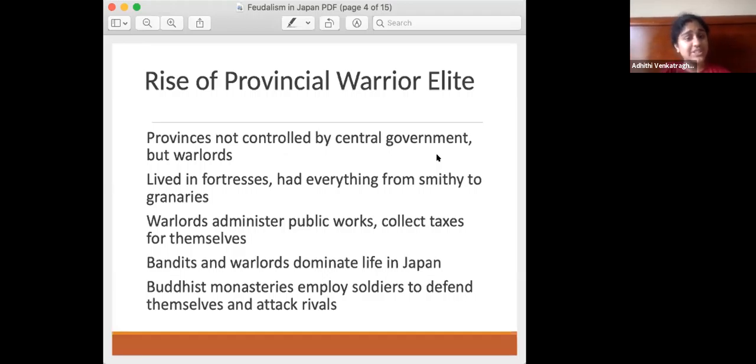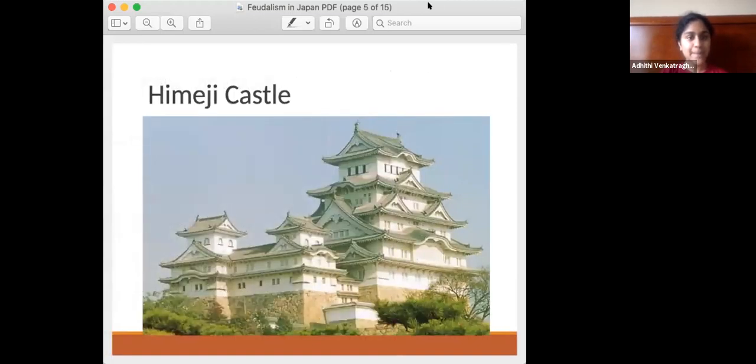They lived in fortresses and they had everything from the smithy to the granaries. Warlords also administered public works and collected taxes for themselves. Bandits and warlords just dominated life in Japan, and Buddhist monasteries employed soldiers to defend themselves and to attack the rivals. Here's a picture of a castle.